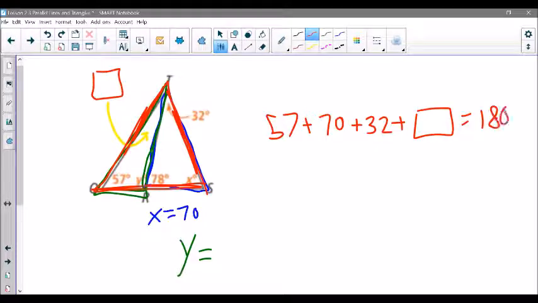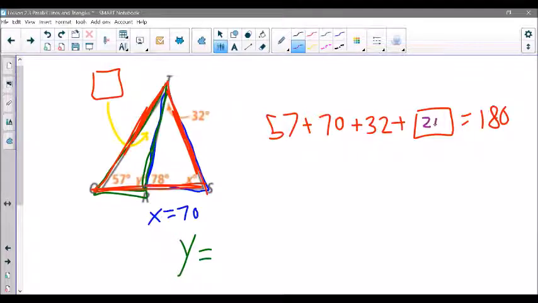equals 180 degrees, because these two we can combine to be one big angle of the triangle. So we could figure out what that one is. We have 180, and then we subtract 57, 70, and 32. What that gives us is 21.